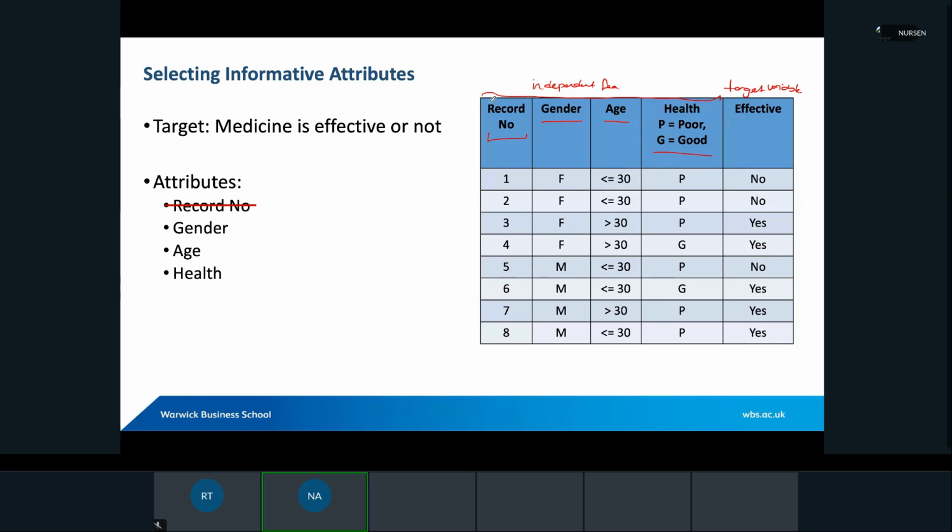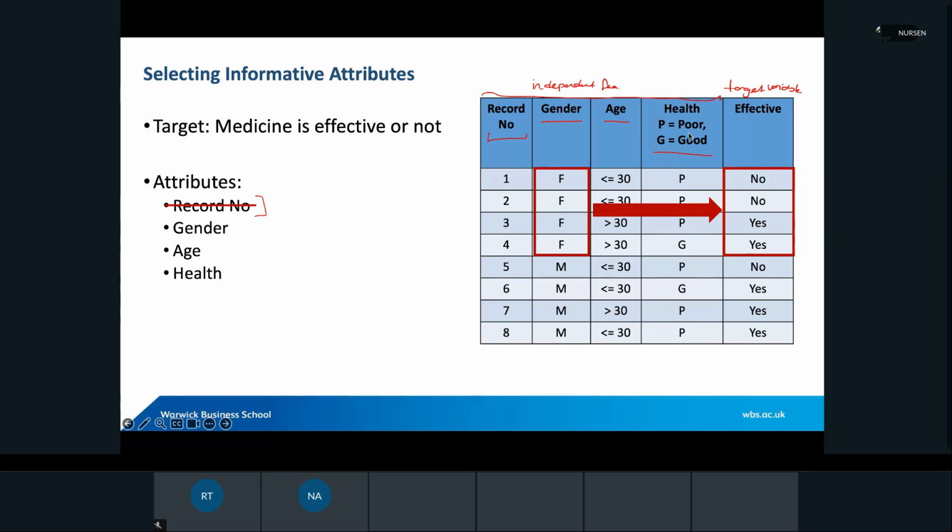First of all, we discussed that record number doesn't provide any information, right? It's like customer ID, we assign it, it doesn't have any information about the customer itself, so we can remove it from the dataset. This is actually one type of feature selection. We exclude that. Then let's check the rest. We have gender, age, health. And let's focus on gender. If we know the gender of the patient, let's say if this patient is female, what can we say about whether the medicine will be effective or not?